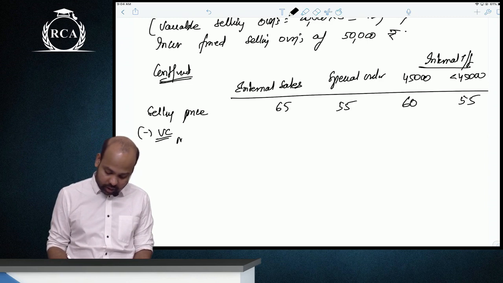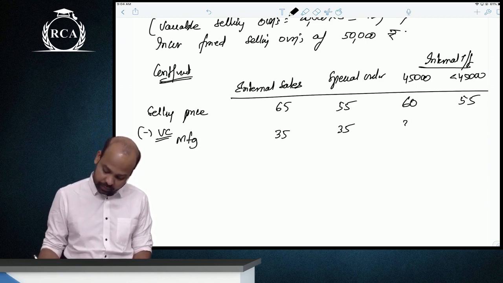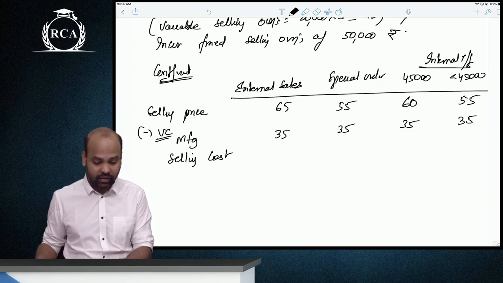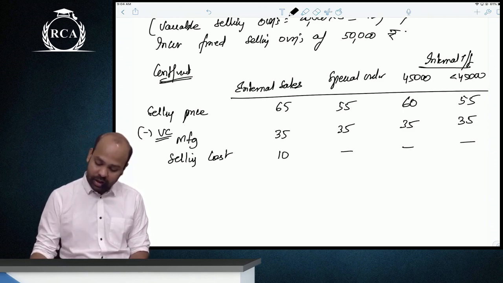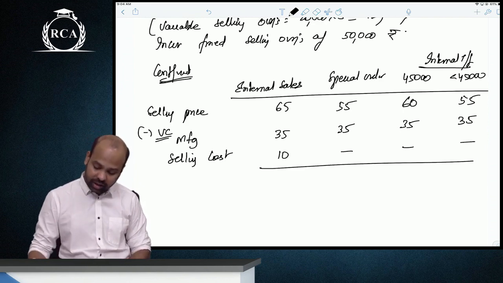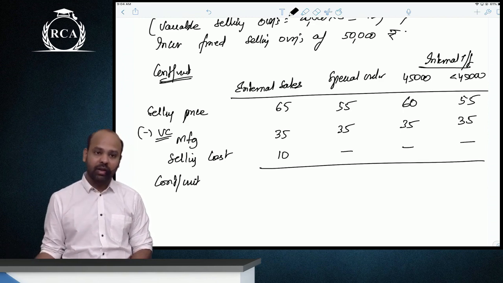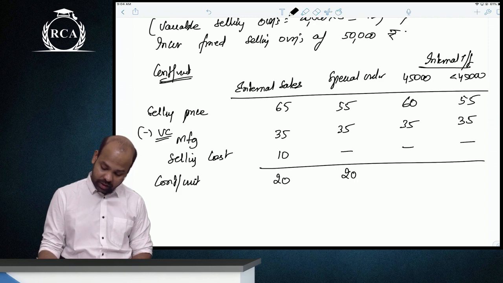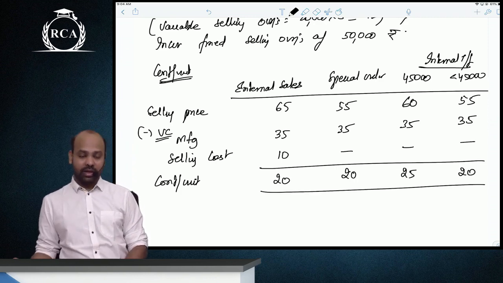Less variable cost. Our manufacturing cost is 35 rupees. And our variable selling cost is 10 rupees for external sales. For the special order, I can avoid that in case I'm operating at 50,000 units. Yes or no? In case I'm operating at 50,000 units, I can avoid incurring that. So this would give me 20 rupees. This would give me 20. This would give me 25. This would give me 20 rupees. Please understand, guys.